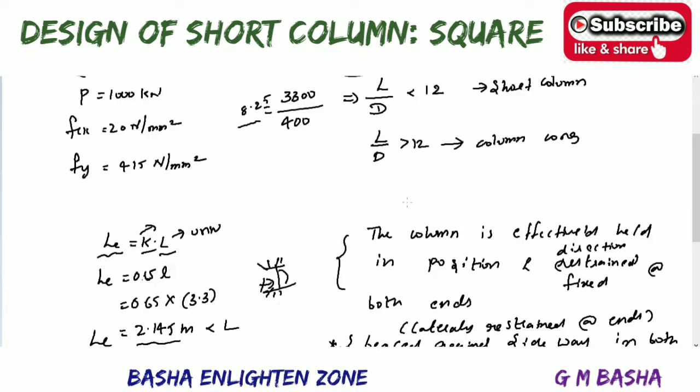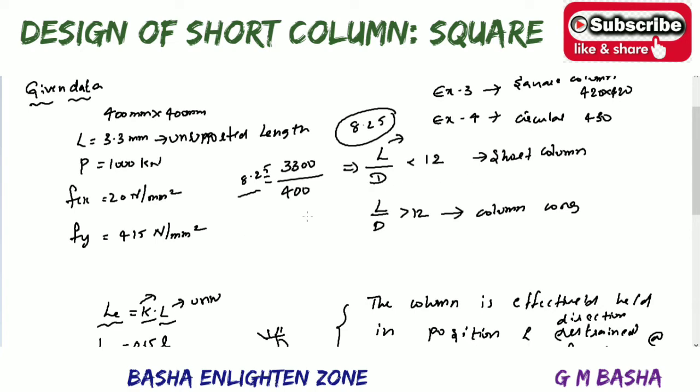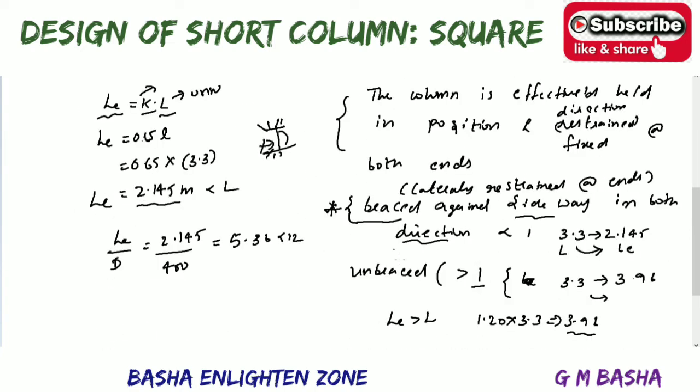So if without checking the effective length the value itself is less, no need to check this value. Why? Because automatically it will be a lesser value only. That is the point I want to mention here. Then here we confirm that we have to design the column as a short column. Okay, first condition.